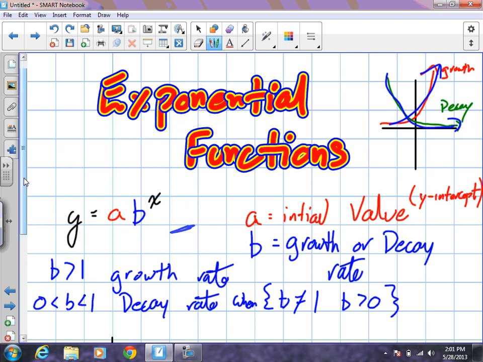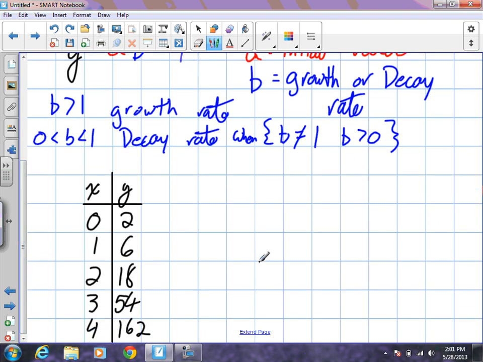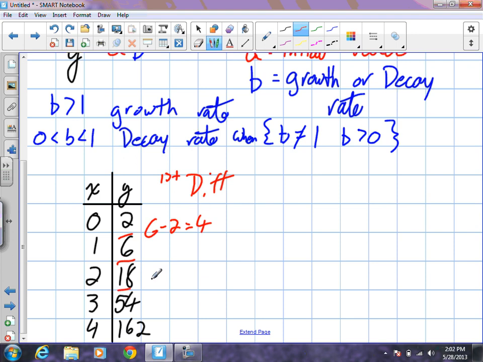Okay? So, first of all, we have a table here of x, y values. With the table, we're going to talk about how we can decide if something is exponential, quadratic, or linear. How would I know if something is linear from a table? First differences. Okay? So let's quickly do the first differences here. 6 minus 2 gives us 4. 18 minus 6, 12. 54 minus 18, anyone know? That's going to be 36. And then 162 subtract 54 is going to give us 108. Okay? First differences, are they all the same? So, is this linear? No.